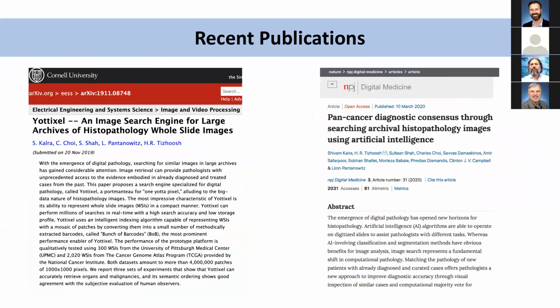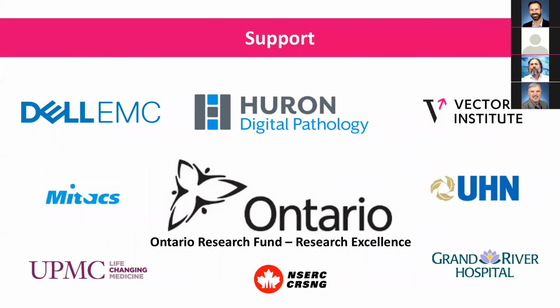So there are some publications. One, on the left, is not peer reviewed yet and is under review with a medical journal: Yottixel, an image search engine for large archives of histopathology images, which describes the technology that will come out soon, hopefully after the review is done. On the right, you see something that has already been published in the Nature Digital Medicine Partner Journal, Pan-Cancer Diagnostic Consensus, which reports what I briefly described, with the validation that we have done with the 30,000 WSIs from TCGA. So this hopefully is a brief overview of what image search can do.